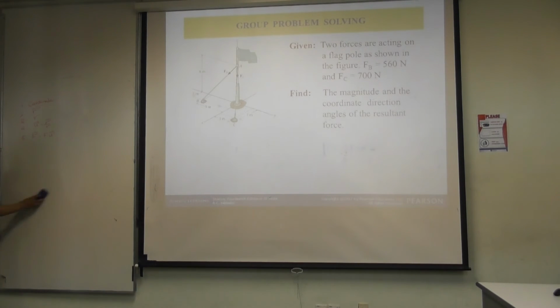Magnitude and? What is the coordinate direction angle? Alpha, beta and gamma, right? Alright, so the step will be as we have done before, right? If you can get F1 and F2 in vector, you can get the resultant and then you get the magnitude, alpha, beta, and gamma. So how to express each of these in Cartesian vector form?